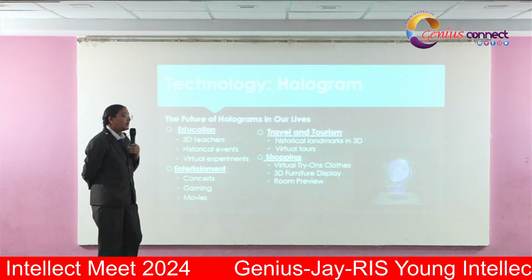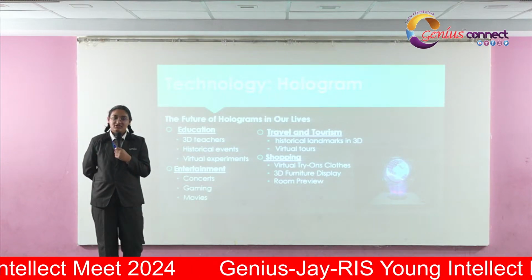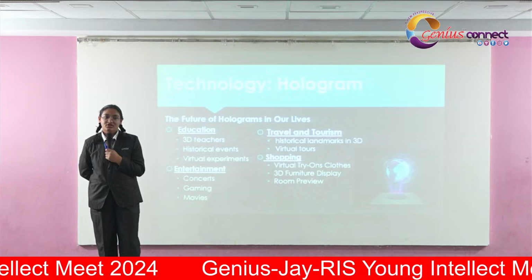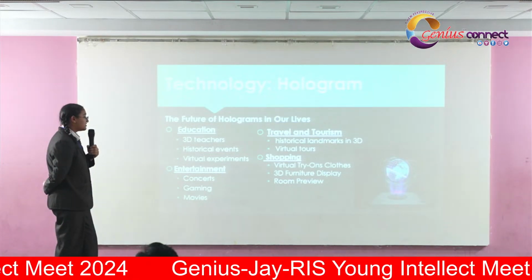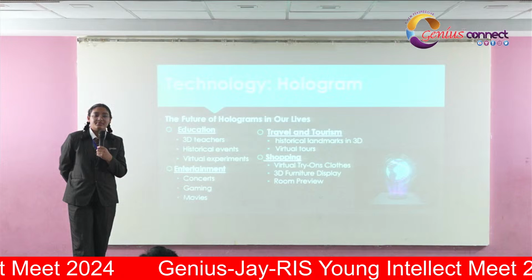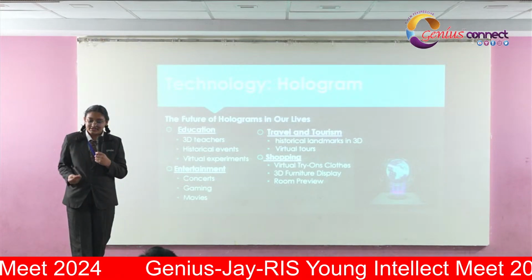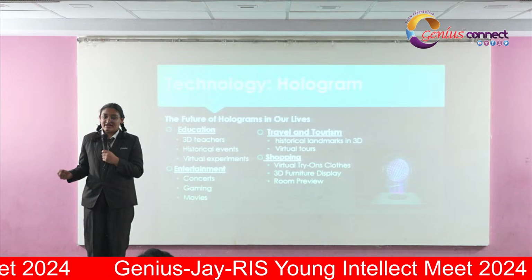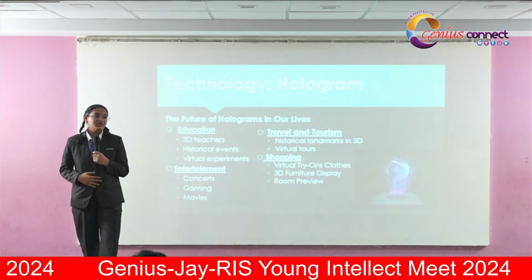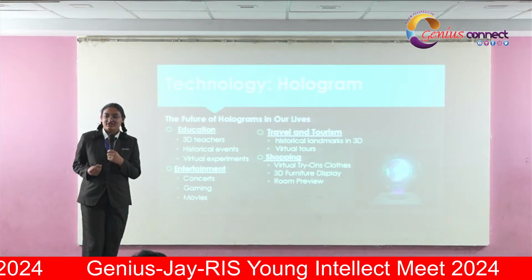Hologram. Does anyone know what a hologram is? Okay. A hologram is a 3D image made with light. It looks 3D when you see it from different angles. It looks just like a real image, but it's actually an image. It is made with lasers.